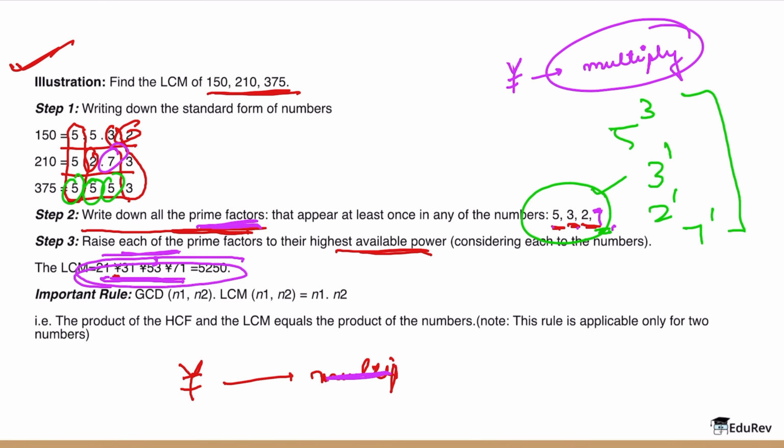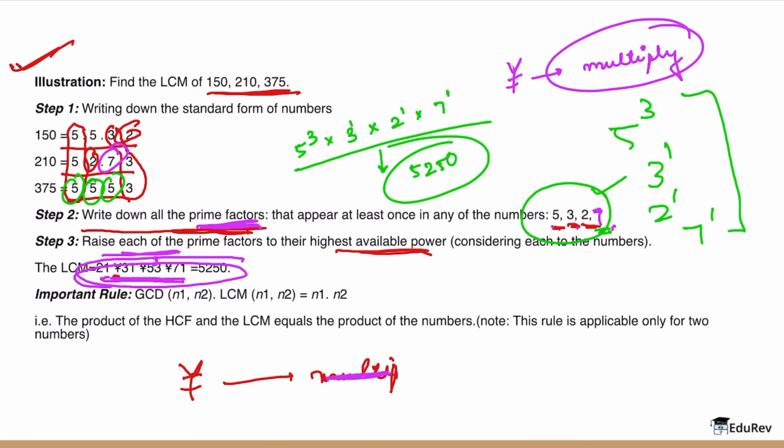So I'm going to multiply all of these, which is to say 5 to the power 3 into 3 to the power 1 into 2 to the power 1 into 7 to the power 1. And this whole thing comes to 5250, and this is my LCM. Okay, so the LCM of the numbers is nothing but 5250.